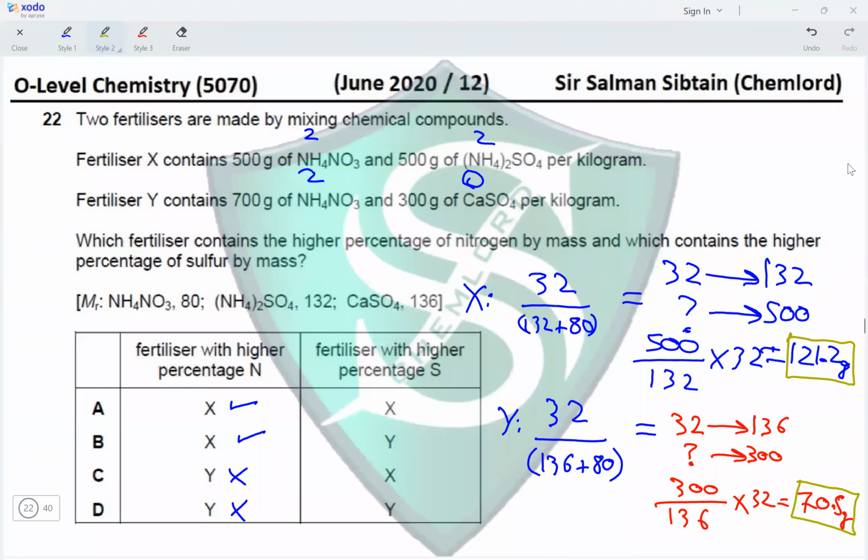So this shows that X has more sulfur present in it compared to Y, which makes X the one having a higher percentage of nitrogen and a higher percentage of sulfur as well. So between options B and A, B has Y quoted as the one with the higher percentage of sulfur, which is wrong, and A has X quoted as the one with the higher percentage of sulfur, which is correct, making A the correct option for this question.